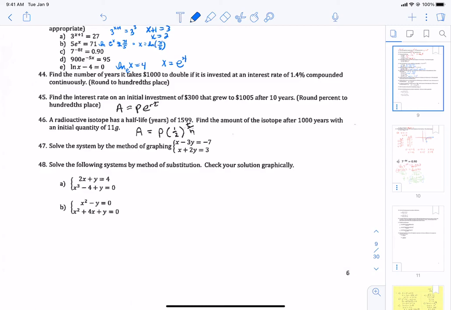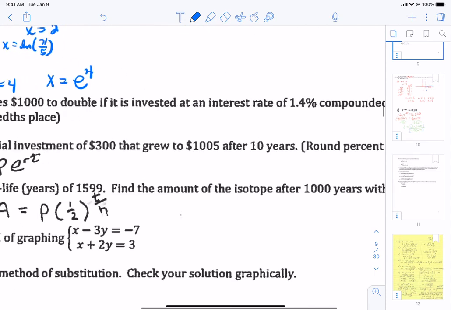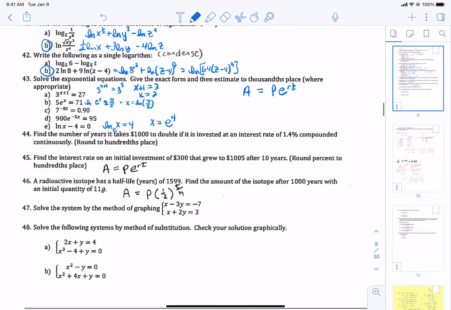Let's do 44. It says find the number of years it takes for $1,000 to double if it is invested at an interest rate of 1.4%, compounded continuously. If something says compounded continuously, you're going to use the PERT formula. So remember, continuously, PERT go together.